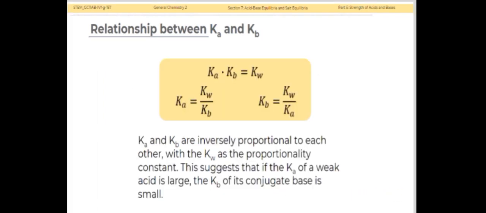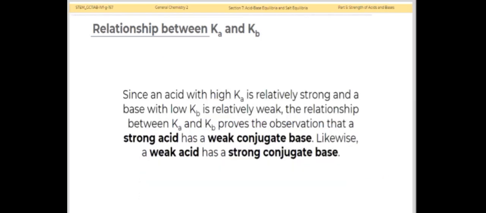Ka and Kb are inversely proportional to each other. With Kw as the proportionality constant, this suggests that if the Ka of a weak acid is large, the Kb of its conjugate base is small. Since an acid with high Ka is relatively strong and a base with low Kb is relatively weak, the relationship between Ka and Kb proves the observation that a strong acid has a weak conjugate base. Likewise, a weak acid has a strong conjugate base.